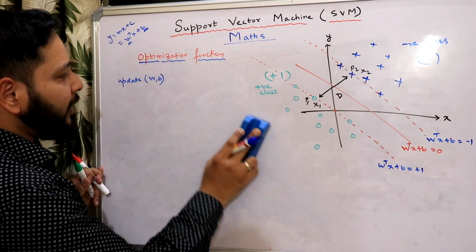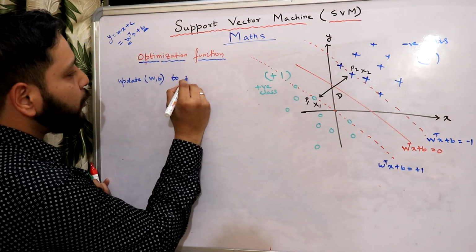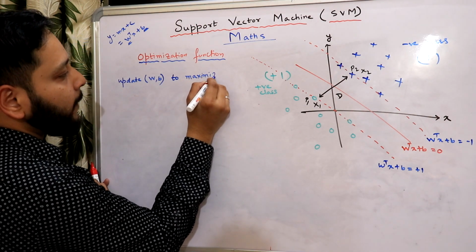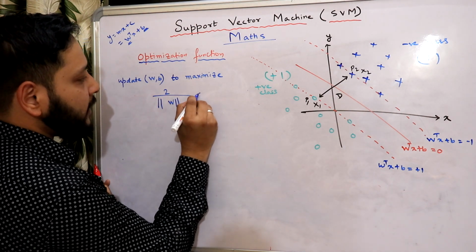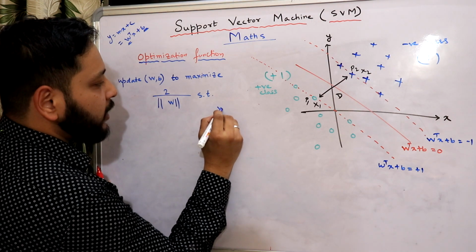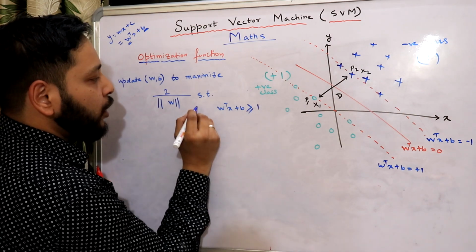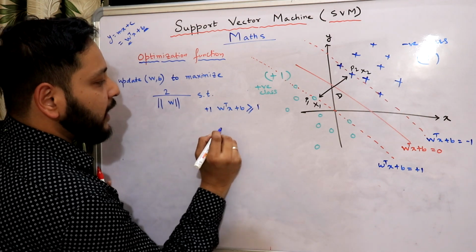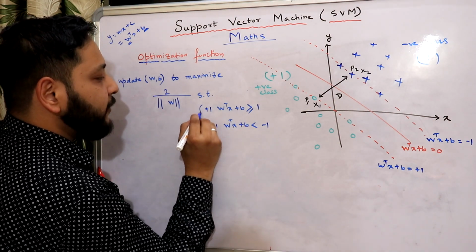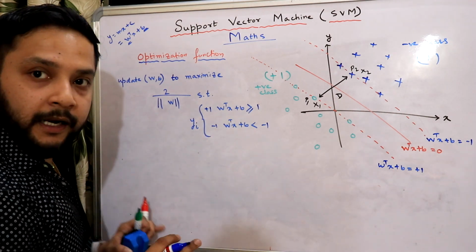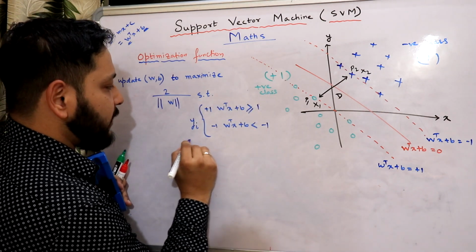So we have to update the value of w transpose and b to maximize the distance such that w transpose x plus b is always greater than 1 for the positive class and w transpose of x plus b is less than -1 for the negative class, right? I have already explained these things, and this we can write as this thing.